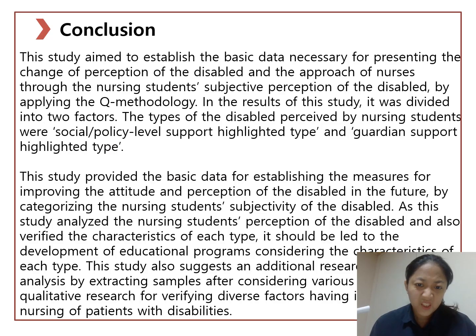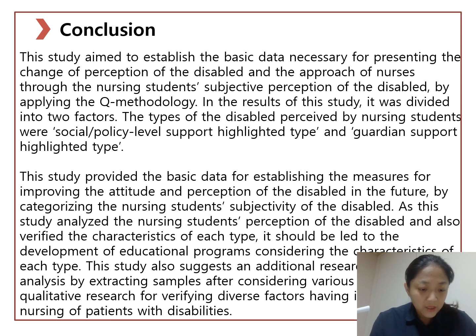This is the conclusion. This study aimed to establish the basic data necessary for presenting the changing of perception of disabled and the approach of nursing, through the nursing students' subjectivity perception of disabled by applying Q methodology. In the result of this study, it was divided into two factors: the types of disabled perception by nursing students were social policy level support highlighted type and guardian support highlighted type. Thus, this study provides the basic data for establishing the measures for improving the attitude and perception of disabled in the future.